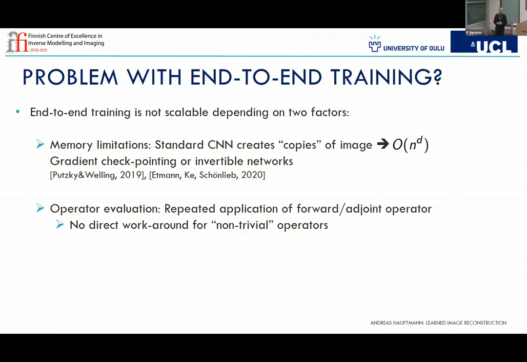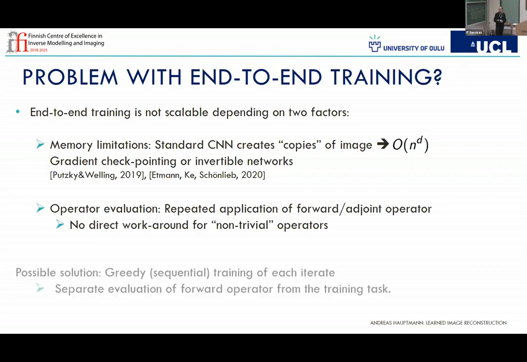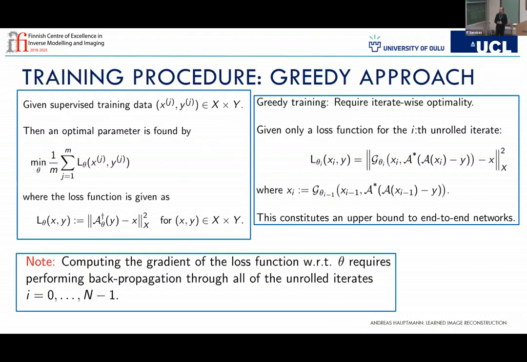So what can we do? Our first solution that we came up with in the early beginning was: why don't we just get rid of the idea of training it end to end? We just train it in a so-called greedy manner. That means we train each of these iterates, each updating operator, sequentially. That was an easy solution, and it actually worked very nicely.